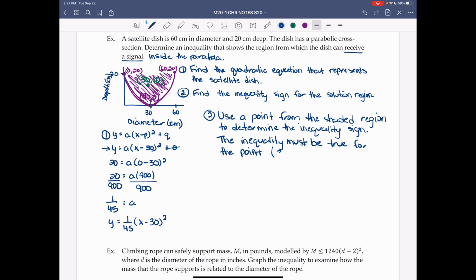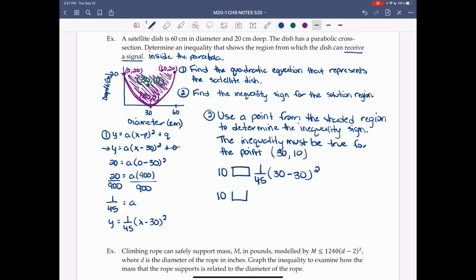the point 30, 10. What I do next is I sub in the point 30, 10, but instead of having an equal sign or an inequality sign, I just put a box because I'm not sure what the sign should be. Y, which is 10, and then our symbol, which we don't know what it is, 1 over 45 bracket x, which is 30 minus 30 squared. Then we want to just simplify this and see what inequality we should have.